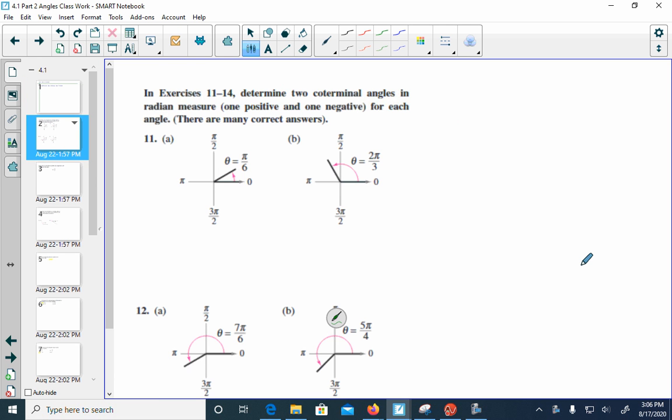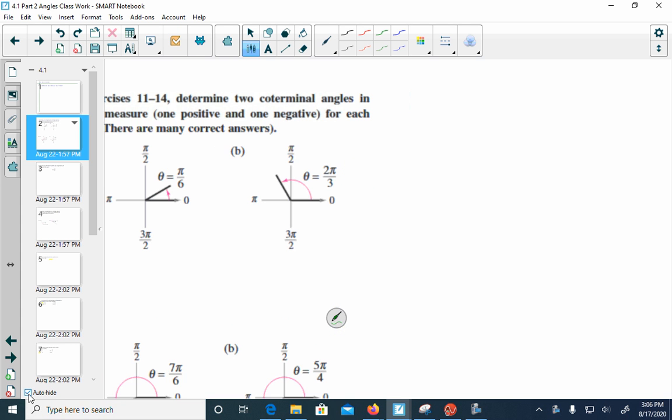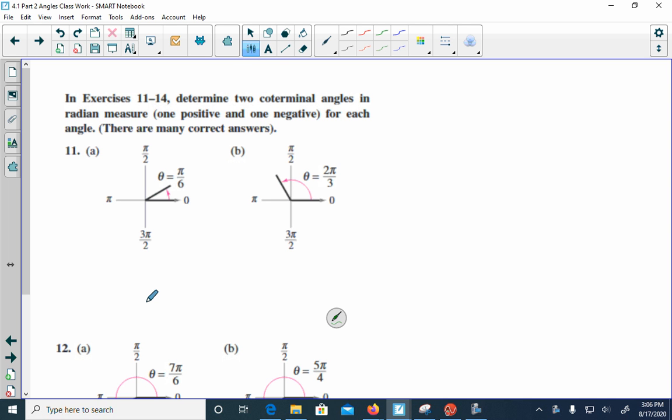Numbers 11 through 14 want you to determine two coterminal angles in radian measure, one positive and one negative, for each of the angles that are given. One of the things they say is there are many correct answers. I'm just going to show you the two that would probably most be seen. So the first angle I have is pi over 6.